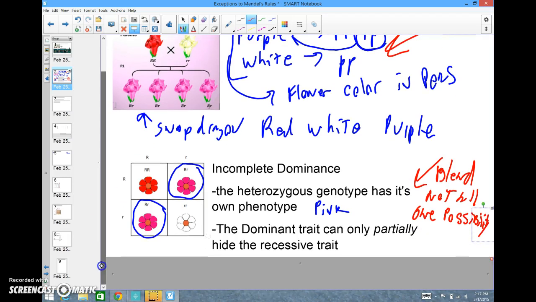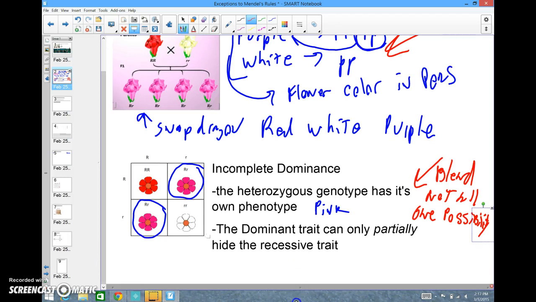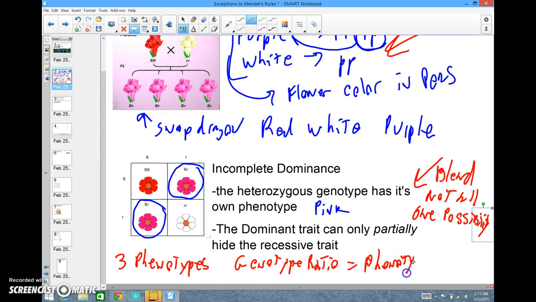One of the things that you will note most when it comes to incomplete dominance is that there are always 3 phenotypes, and that the genotype ratio is almost always equal to the phenotype ratio, which, as we've learned in our work so far, is not the case with simple dominance or the basics of Mendel's rules.